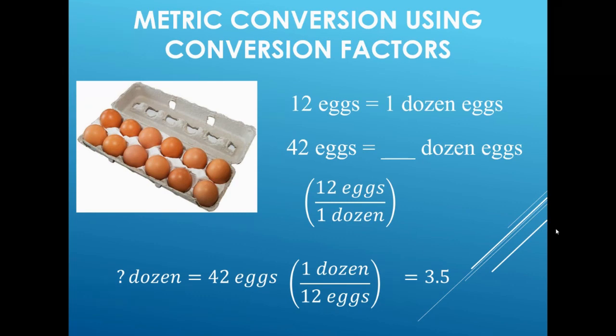But what about our label? Looking at our problem, we have eggs on the top and eggs on the bottom. What would happen if we had 7 on the top and 7 on the bottom? The 7s would cancel out. The same thing happens with labels. If we have eggs on the top and eggs on the bottom, the eggs will cancel out. That leaves us with a dozen.